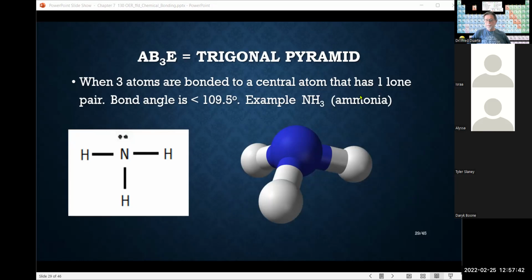Then we did ammonia, which has its own special name. That's the general form AB3E, a trigonal pyramid. Also a polar species. The bond angle is less than 109 because that lone pair is forcing these hydrogens to come in closer to each other, all the way around. Squished in there, you can see that, because of the lone pair up here.